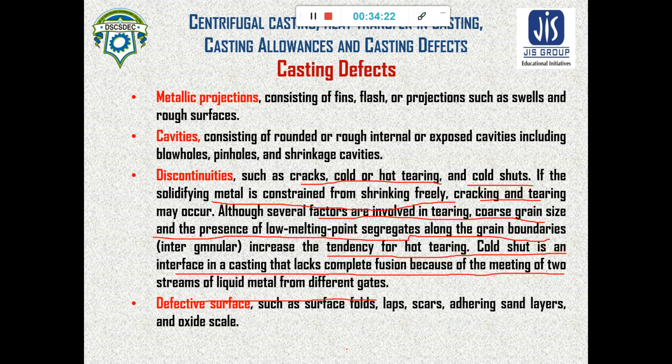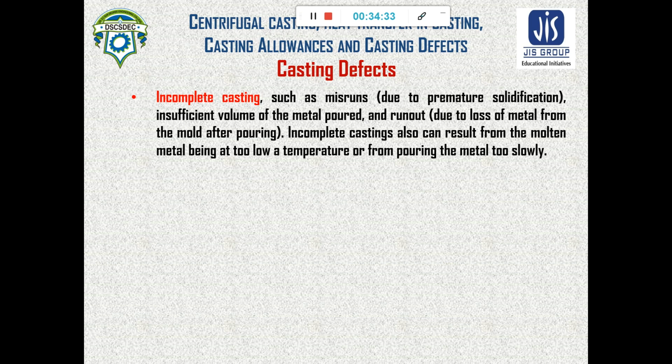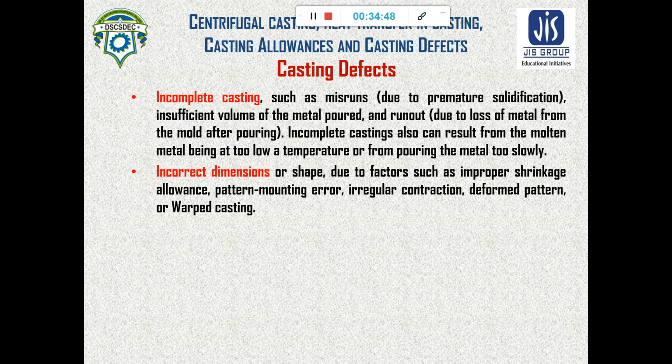Next is defective surface, such as folds, laps, scars, adhering sand layers, and oxide scale. These are the defective surfaces. Next is incomplete casting, such as misruns due to premature solidification, insufficient volume of metal poured, and run out due to loss of metal from the mold after pouring. These are the incomplete castings. And there is incorrect dimension, that is due to improper shrinkage allowance, pattern molding error, irregular contraction, or deformed pattern. These are the types of incorrect dimension.